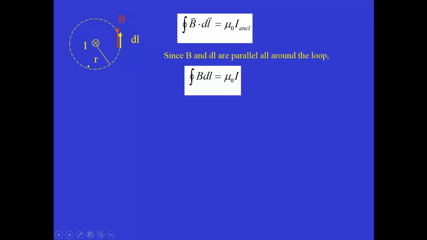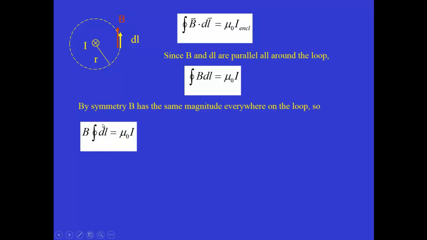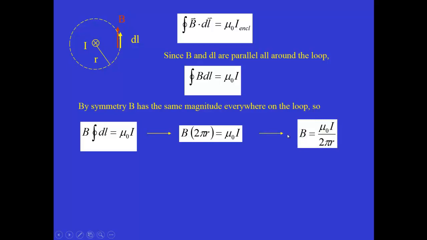Now, by symmetry, we can also realize that since every point on that circular path is the same distance r away from the wire, by symmetry we expect B to have the same magnitude everywhere on the loop, so it can come outside the integral. B integral dl equals mu naught I. Remember now, this integral is a closed loop of this distance dl all the way around the loop, and so summing that up all the way around the loop just gives us the circumference of that path. So it's B times 2 pi r equals mu naught I, and then solving for B we get B equals mu naught I over 2 pi r.